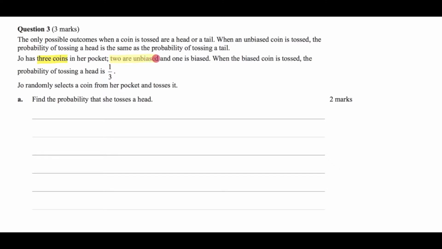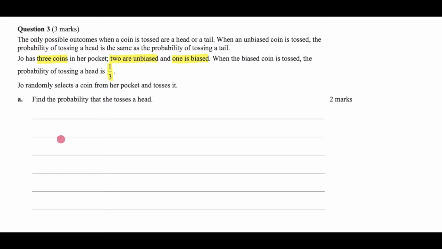2 are unbiased and 1 is biased. When the biased coin is tossed, the probability of tossing a head is 1 in 3. Joe randomly selects a coin from her pocket and tosses it. A, find the probability that she tosses a head. This is worth 2 marks.